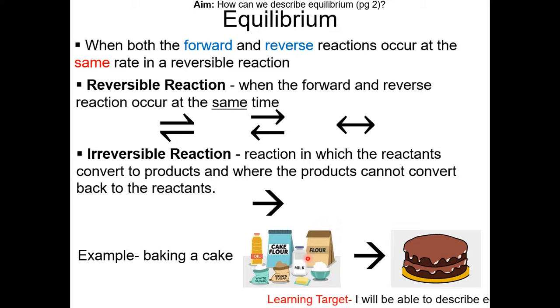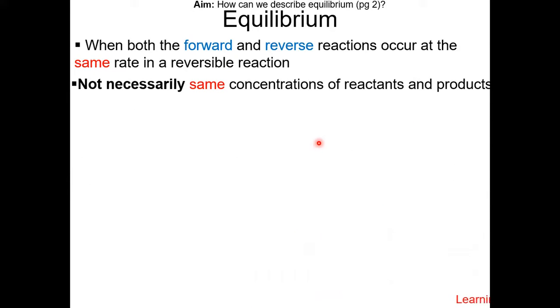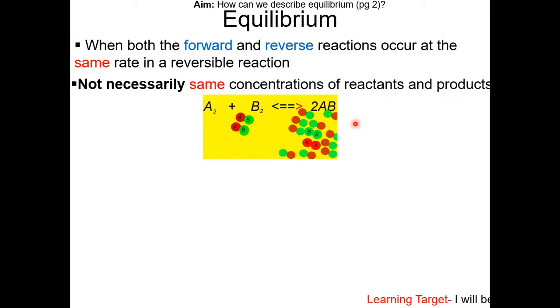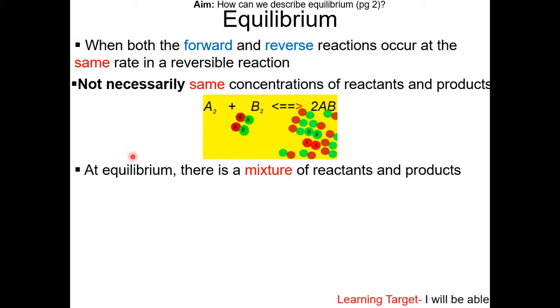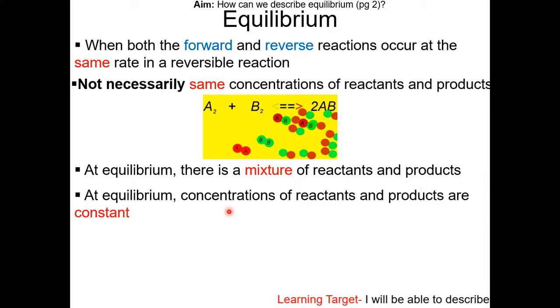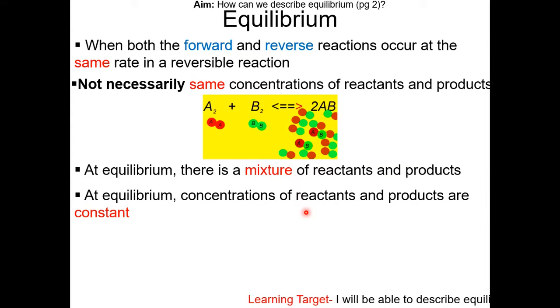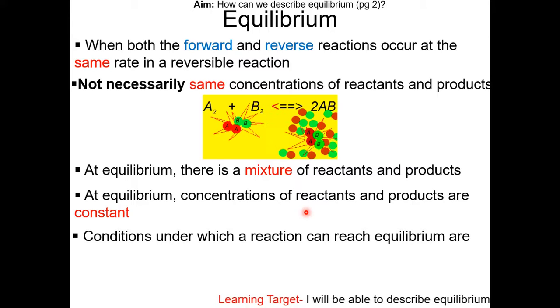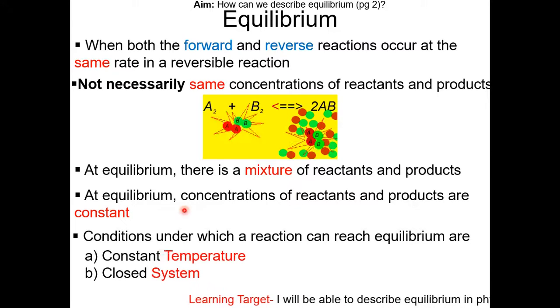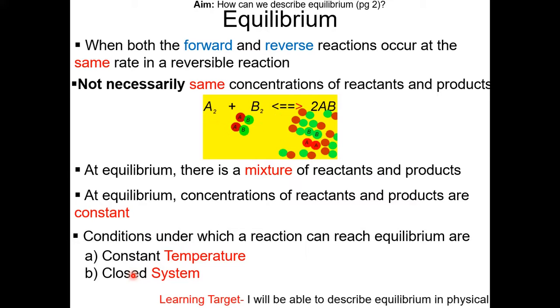When a reaction is at equilibrium, it does not necessarily have the same concentrations of reactants and products. It might be the same, but that's not always the case. At equilibrium, there is a mixture of reactants and products. The concentrations of the reactants and products are constant. Equilibrium can exist under these conditions: constant temperature and a closed system.